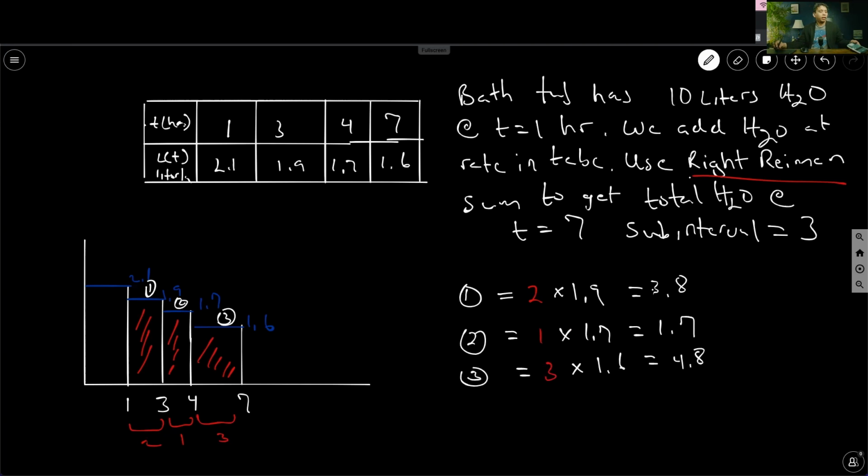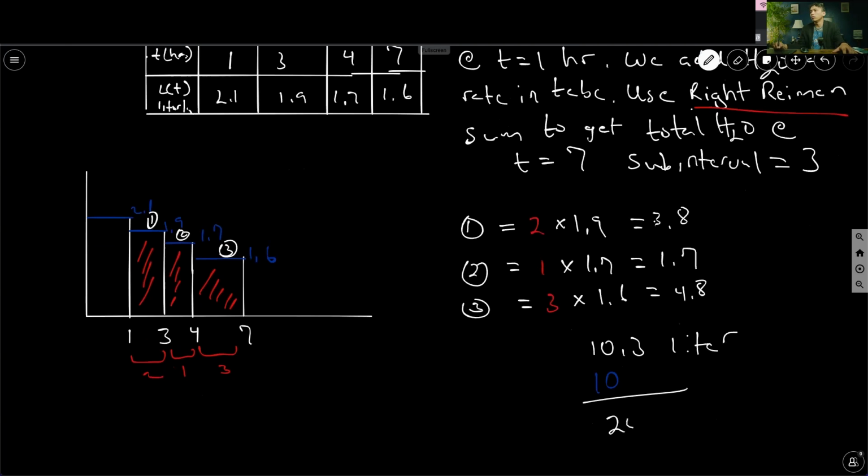So we're adding an additional 10.3 liters. The reason I say that is because the bathtub already had 10 liters in here. So then the total amount of liters is 20.3.